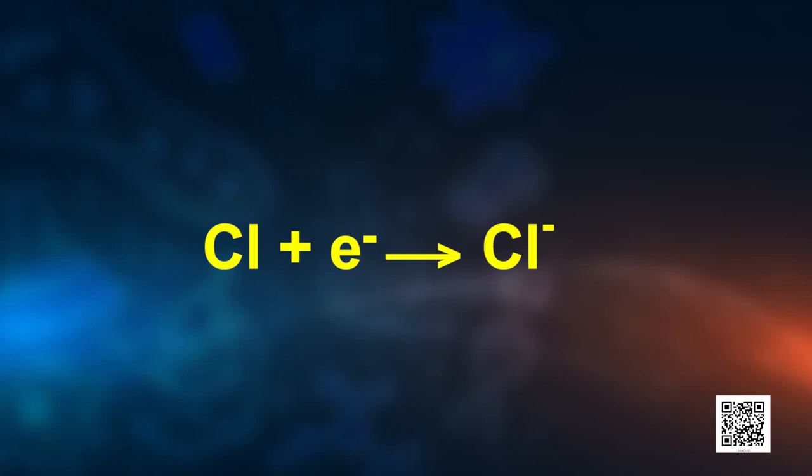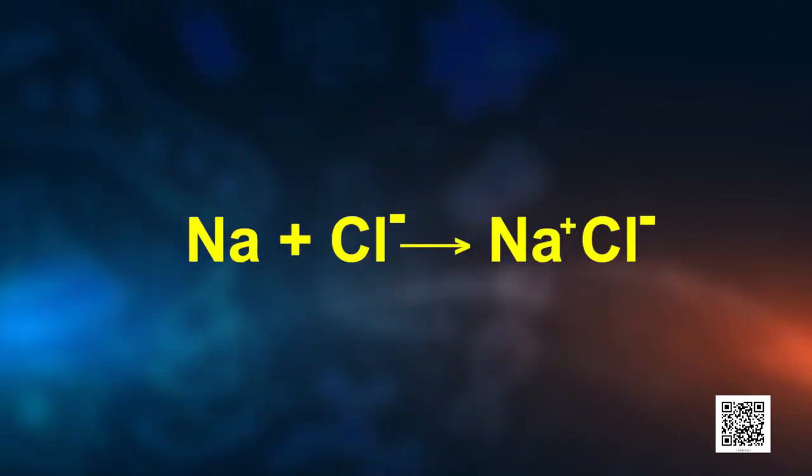Well, the chlorine atom, which is just one electron short of completing its octet, just takes that electron. Yes, it grabs the electron and becomes chloride ion. And well, how will you show in writing, how will you represent the formation of sodium chloride? Look here, Na plus and Cl minus, they are held together to form NaCl.